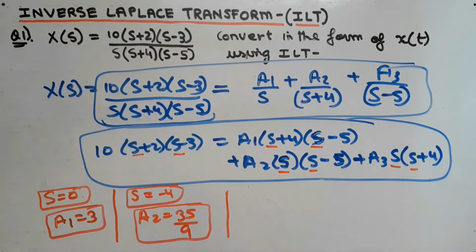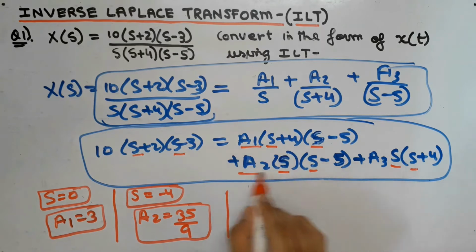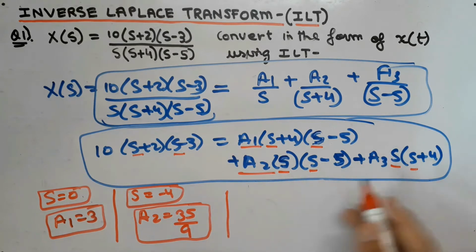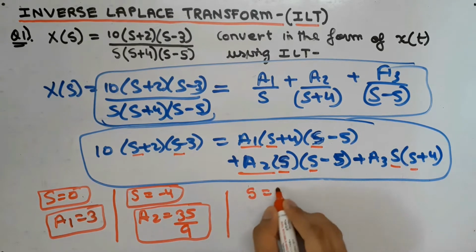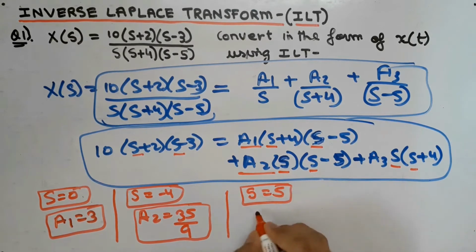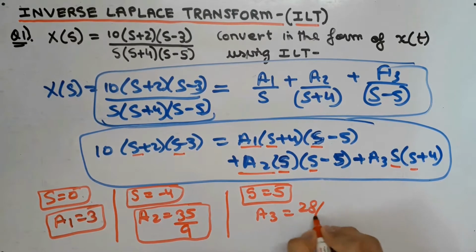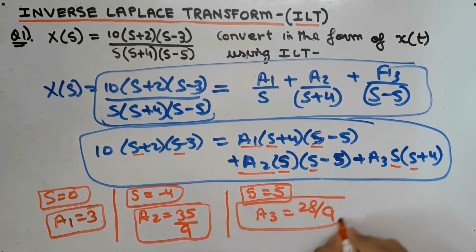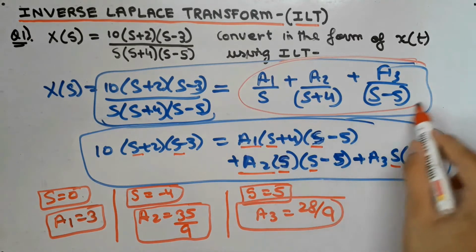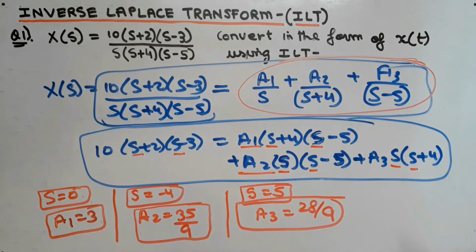Now similarly, to eliminate the values of a1 and a2, in order to get a3, we will substitute s as 5, and from there you will get the value of a3 as 28 by 9. Now we are going to use these values of a1, a2 and a3 and put them in this equation, and from there we will get the value of x(t) on further solving.